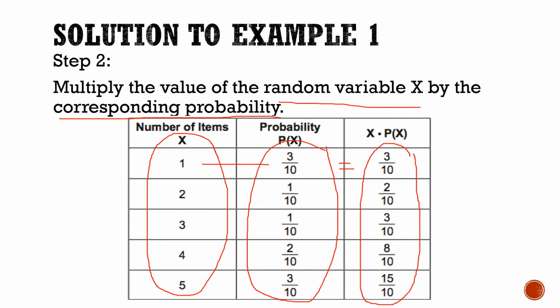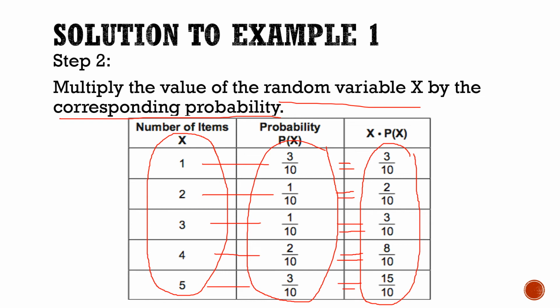Same thing with your 2. 2 multiplied by 1 over 10 will be equal to 2 over 10. Then 3 multiplied by 1 over 10 will be equal to 3 over 10. Your 4 multiplied by 2 over 10 will be equal to 8 over 10. Then last, your 5 multiplied by 3 over 10 will be equal to 15 over 10.